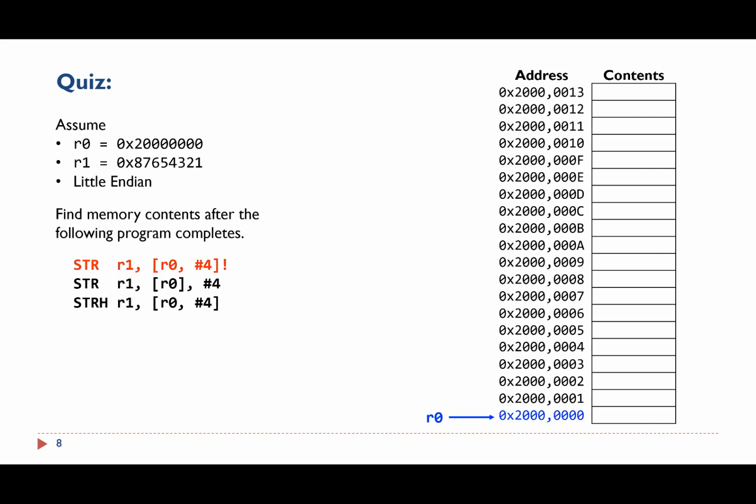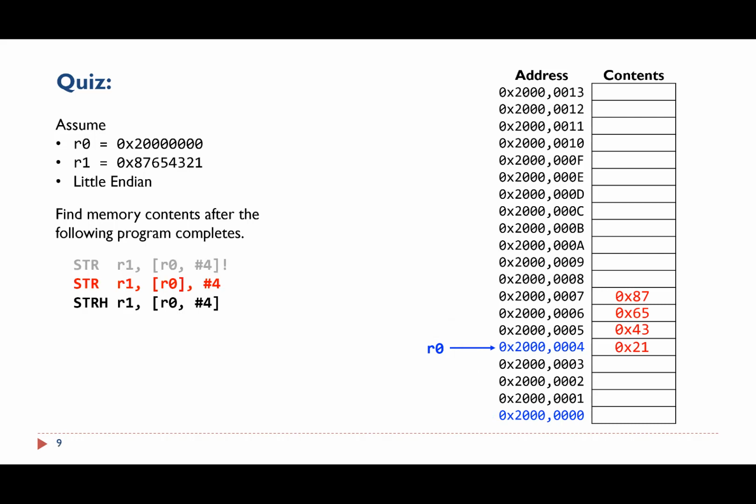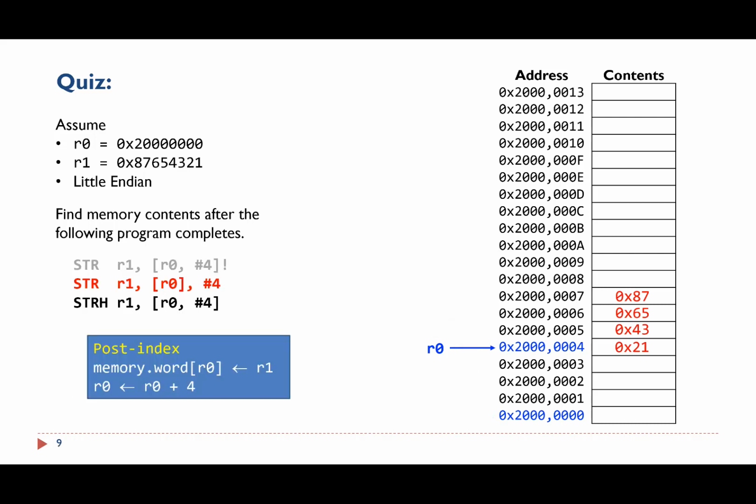Here are the solutions. The first instruction has the exclamation mark at the end, therefore it's a pre-index with update. It first increases the base register R0 by the offset, and then writes the value of register R1 to this memory location, and finally modifies the base register R0. The second store instruction is post-index. It first stores the word to the base address, and then increases the base register R0 by 4.